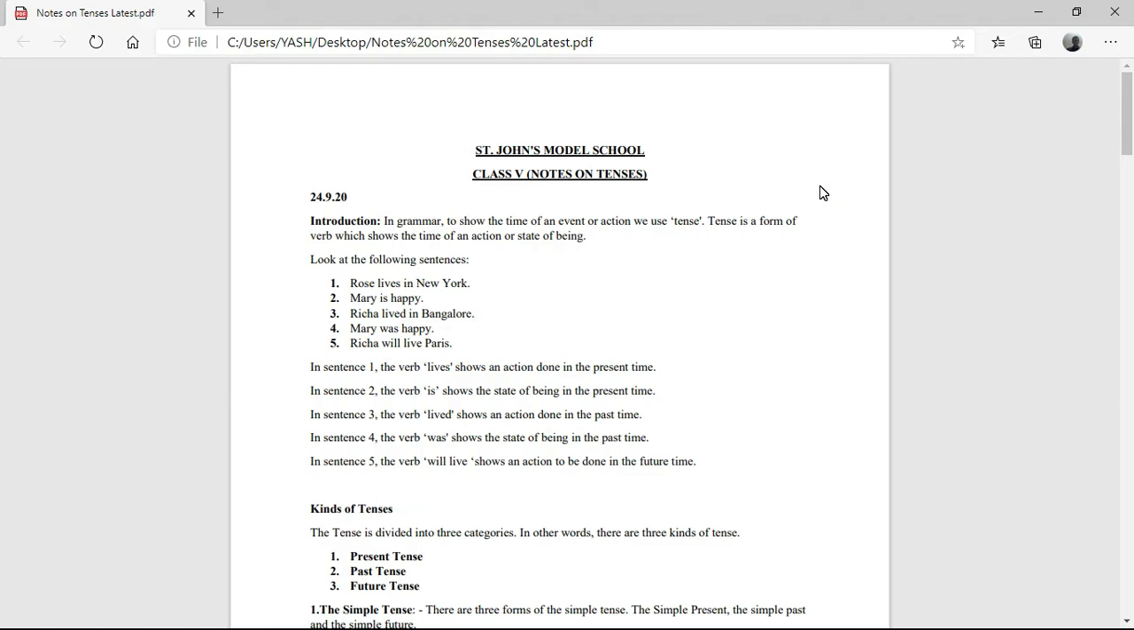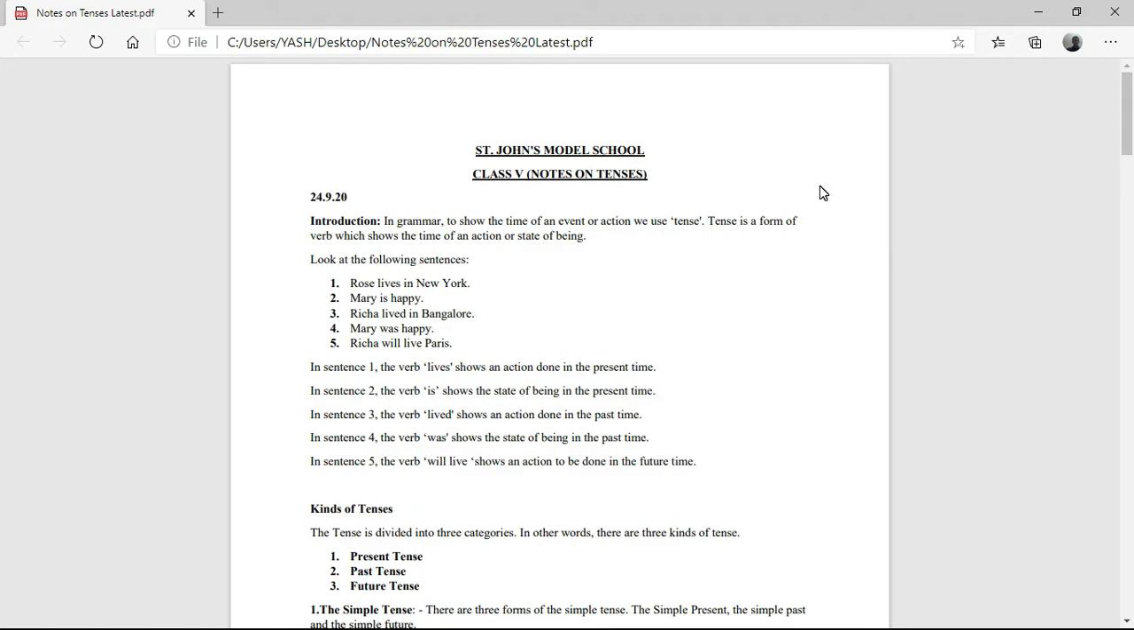So the question arises, why do we need tenses? In this chapter, we are taking simple and continuous tense. So the question is, why do we need tenses and what does a tense represent? In grammar, to show the time of an event or action, we use tense. Tense is a form of verb which shows the time of an action or state of being.